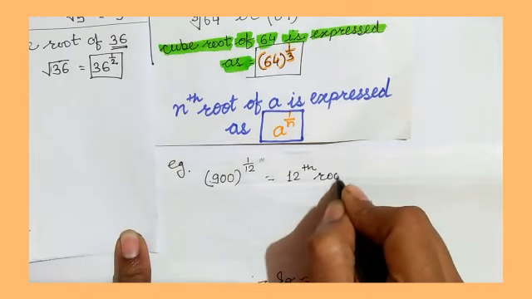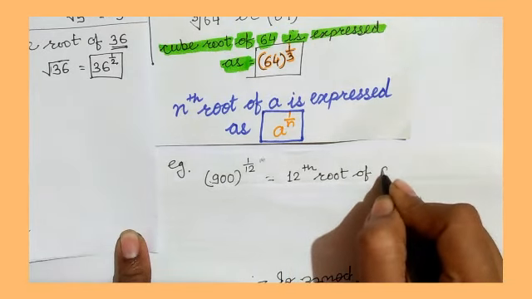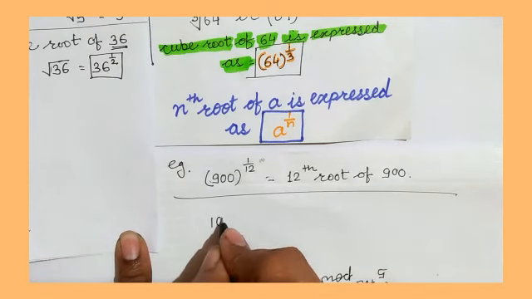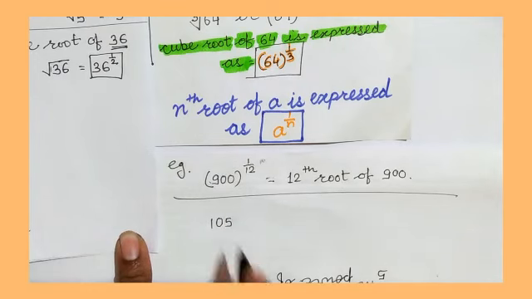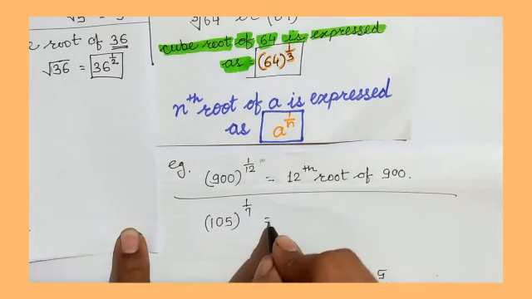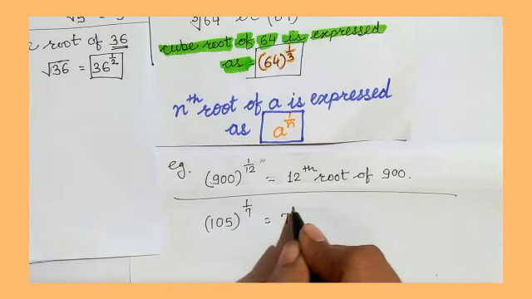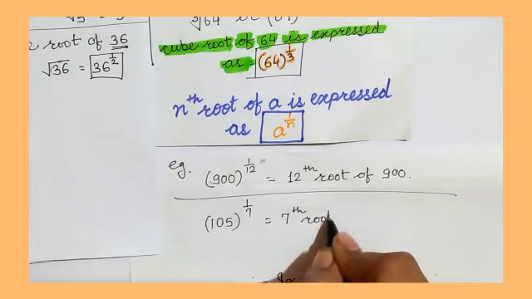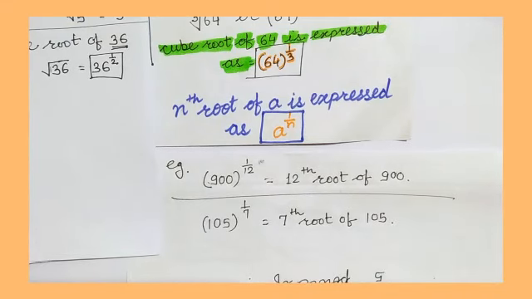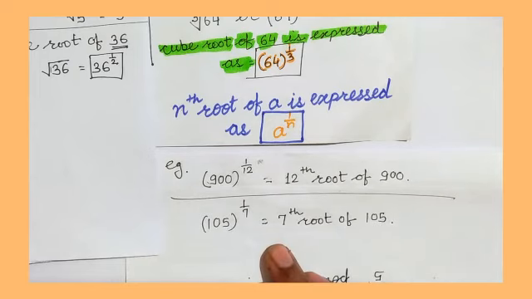12th root of 900. Or suppose the base is 105 and the index is 1 upon 7. So how are we going to read it? That is the 7th root of 105. So in practice set number 3.1, we are going to learn it in detail.